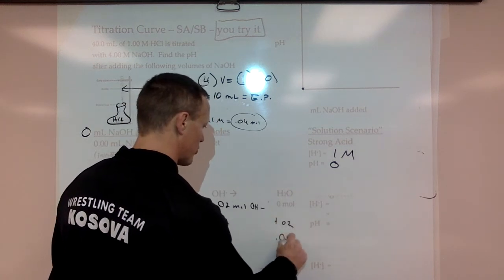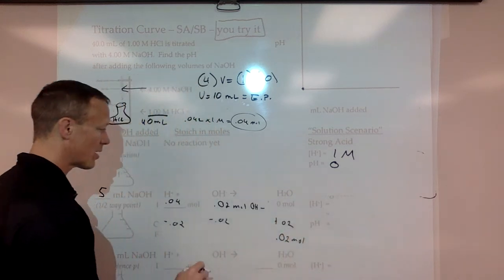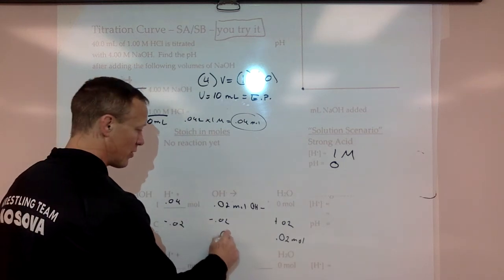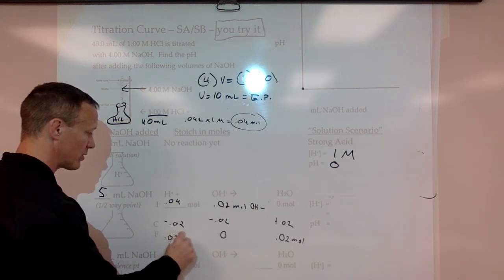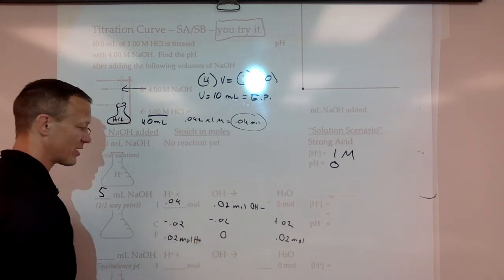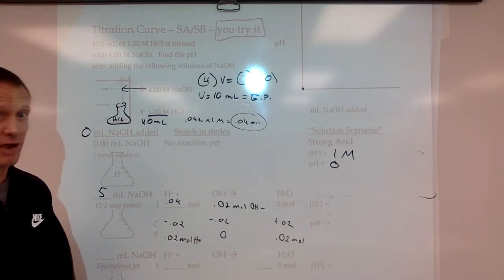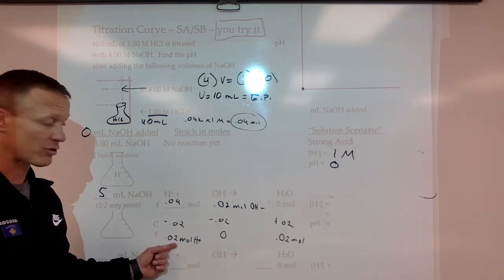So we have 0.02 moles of water, which we don't really need to worry about. We have 0 OH negative, and 0.04 minus that, we have 0.02 moles of H plus that have not reacted. So half the H plus moles are reacted because we're halfway to the equivalence point. Half of them are still there.